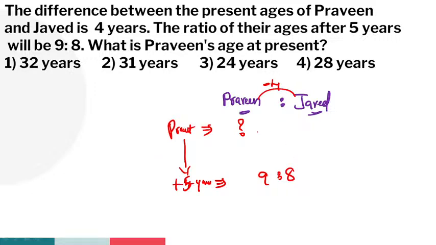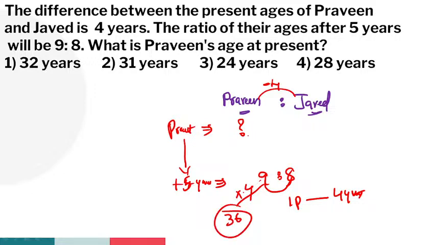The Praveen and Javed difference is how much? 4 parts here. So Praveen and Javed, how many parts here? One part. One part is equal to how many years, guys? 4 years. The difference between Praveen and Javed is 4 years. The difference between 9 and 8 is 1, and 1 part means 4 years. First find out Praveen's age. Praveen is how many parts here? 9 parts. One part is how much? 4. 9 4s are 36.